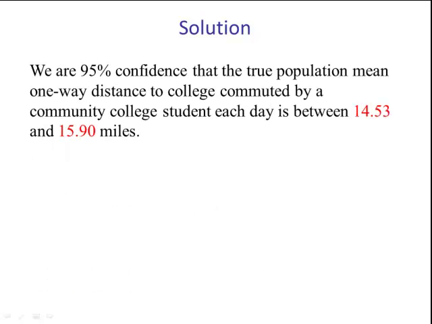We are 95% confident that the true population mean one-way distance to college commuted by a community college student at this college each day is between 14.53 and 15.90 miles.